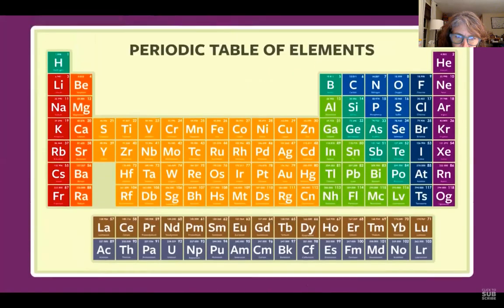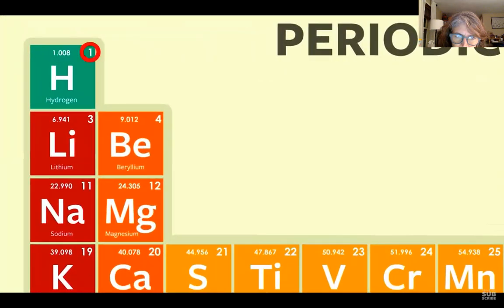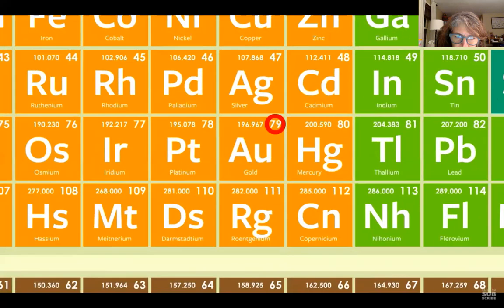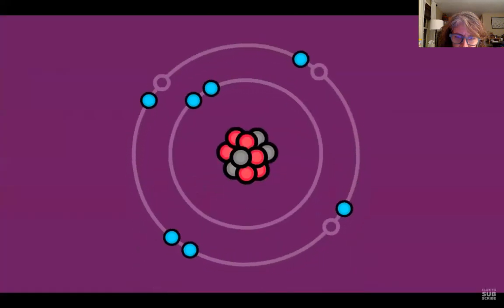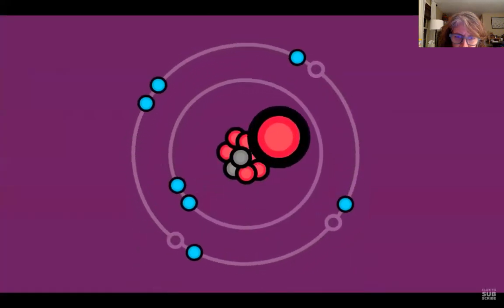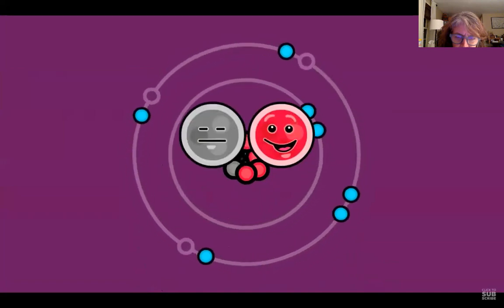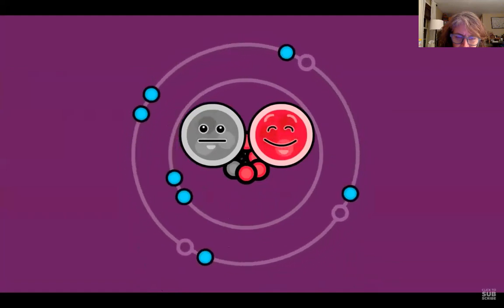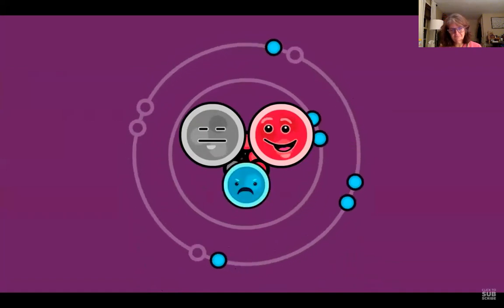When you look at the periodic table, you find that each element has a number. Hydrogen is number 1, nitrogen is number 7, gold is number 79. This number tells you how many protons a single atom of that element contains. Protons are positively charged, neutrons are neutral. Obviously, they don't actually have little faces on them, but it helps to remember. Electrons, on the other hand, are negatively charged.